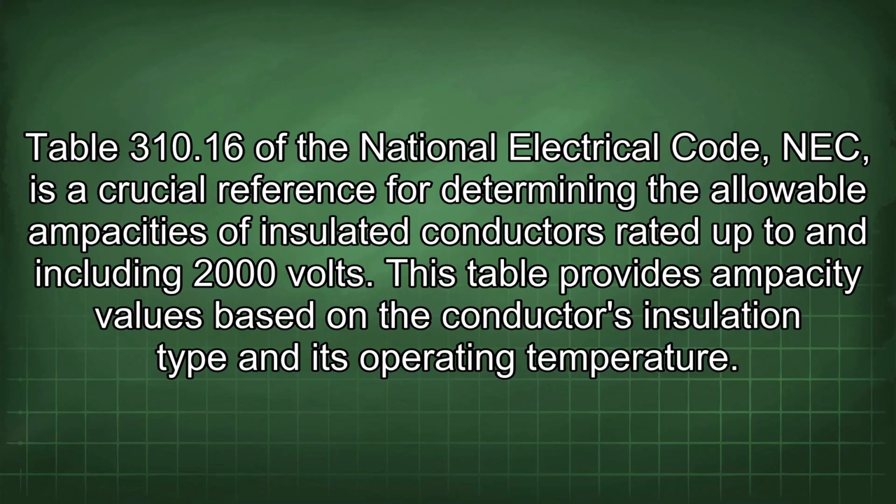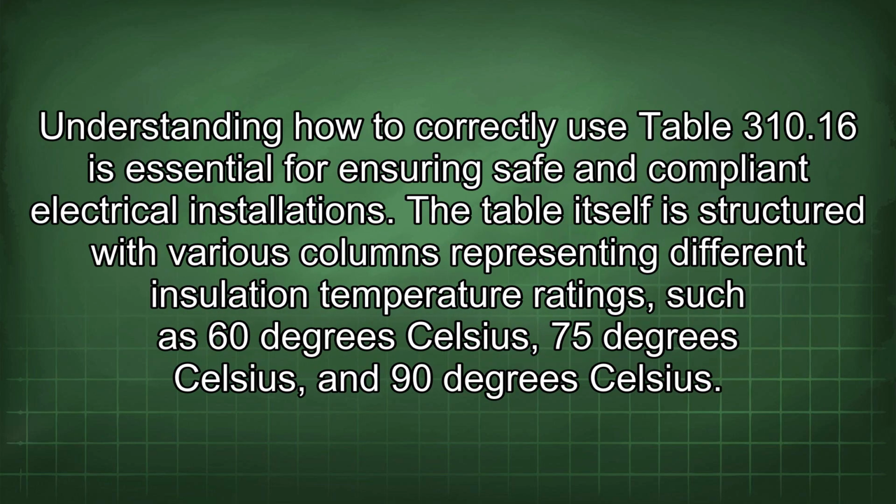Table 310.16 of the National Electrical Code, NEC, is a crucial reference for determining the allowable ampacities of insulated conductors rated up to and including 2000 volts. This table provides ampacity values based on the conductor's insulation type and its operating temperature. Understanding how to correctly use Table 310.16 is essential for ensuring safe and compliant electrical installations.